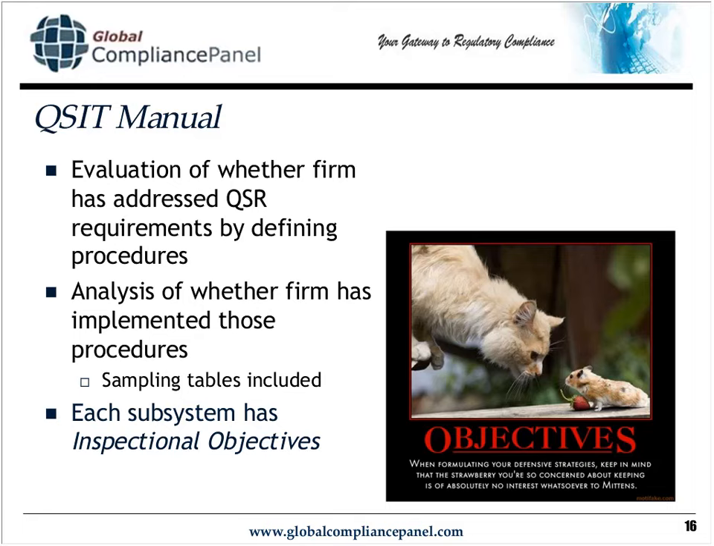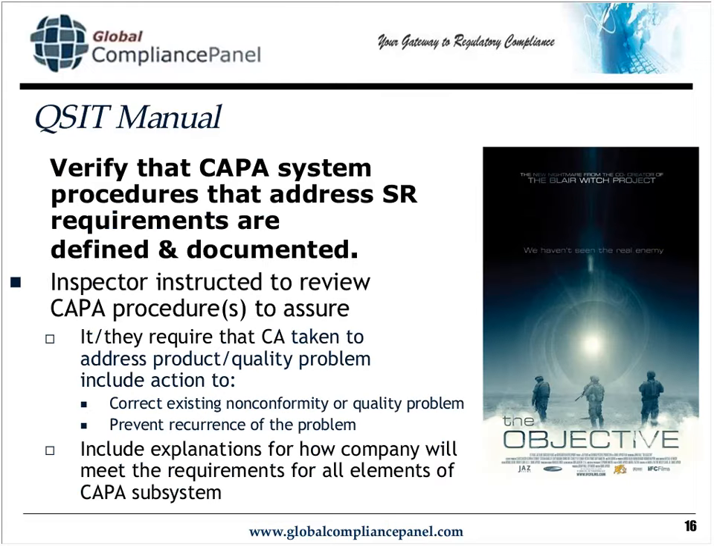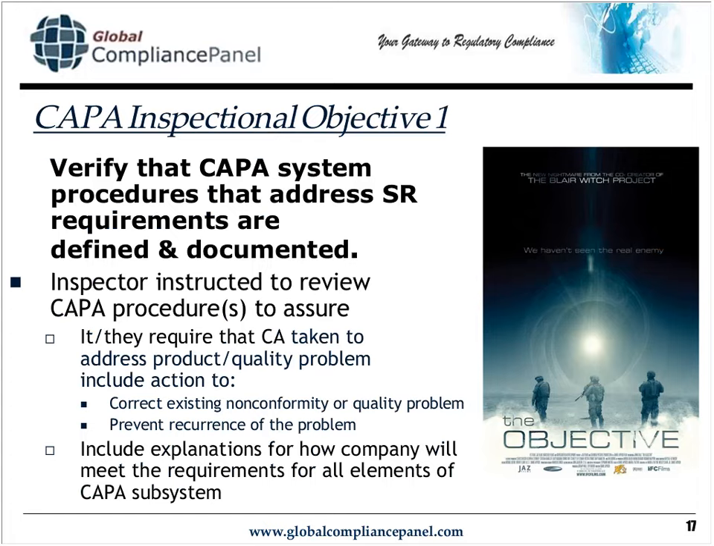Each subsystem they're going to inspect has something called inspectional objectives, and this is where the QSIT manual gets very helpful. It lists numeric inspectional objectives, and as you've seen in the presentation, I'm going to show you the objective, then I'm going to give you a recommendation on how to comply with the objective. So for objective 1, the inspector is going to verify that your CAPA system addresses the QSR requirements, that you have a CAPA system procedure.